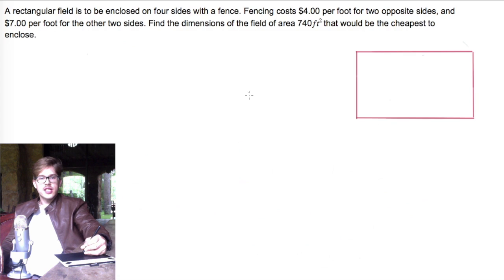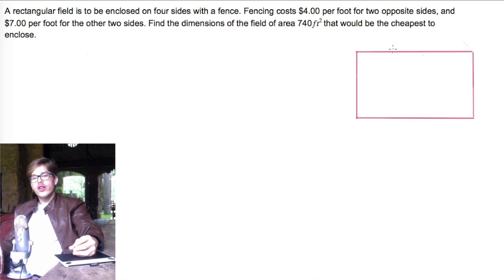Number 17. A rectangular field is to be enclosed on 4 sides with a fence. Fencing costs $4 per foot for 2 opposite sides and $7 per foot for the other 2 sides. Find the dimensions of the field of area 740 square feet that would be the cheapest to enclose.